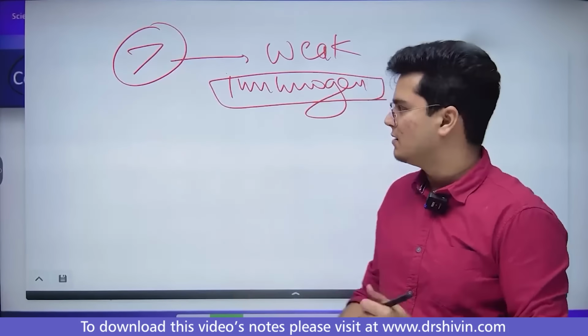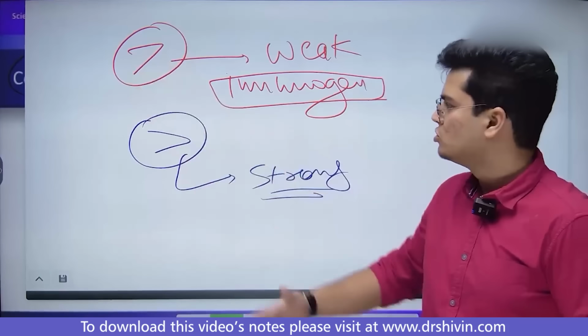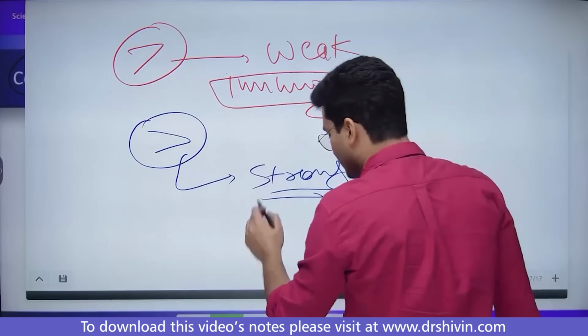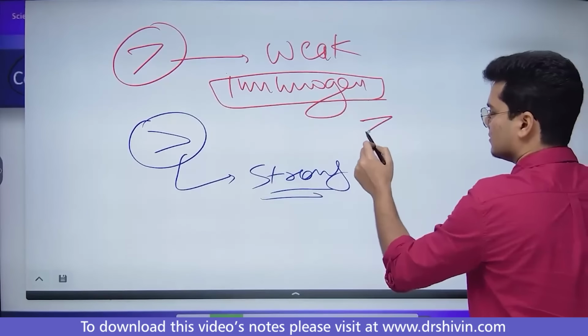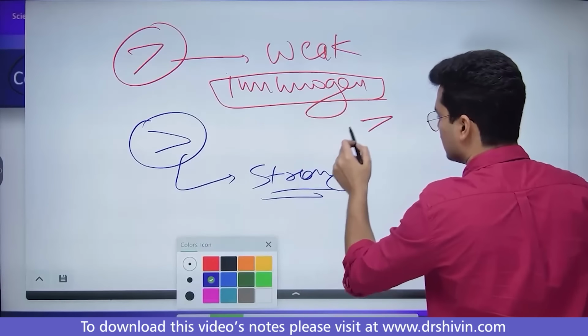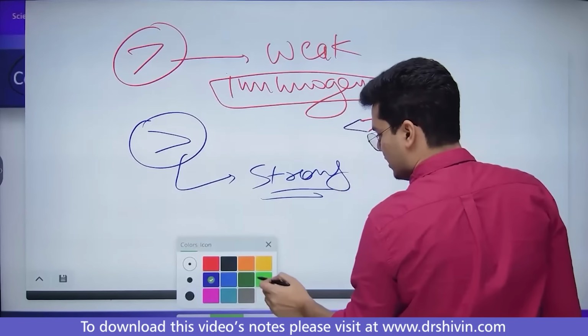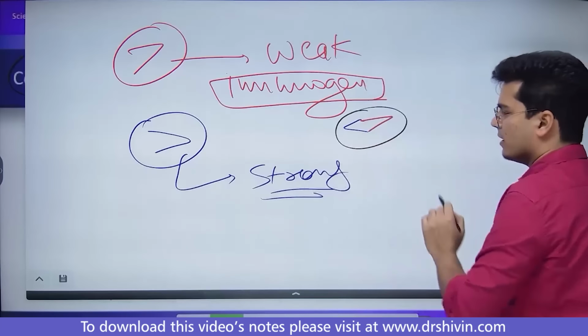I combined it with a strong antigen. This is a strong antigen. When I give this as a subunit vaccine, this antigen generates a lot of immunity. So I combined these two together. I made something like this, in one. I combined them in one.